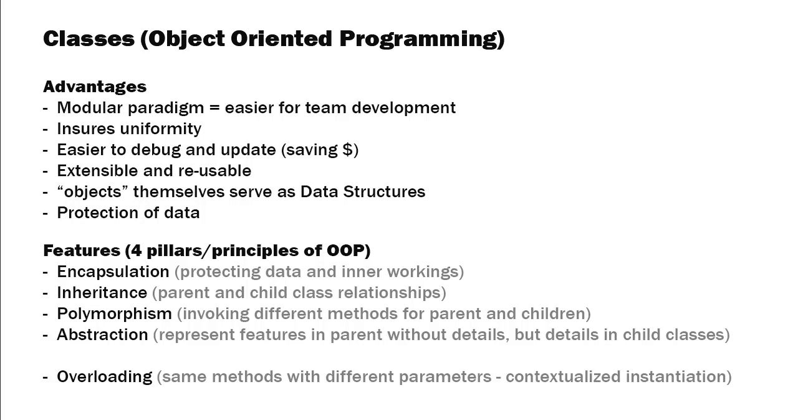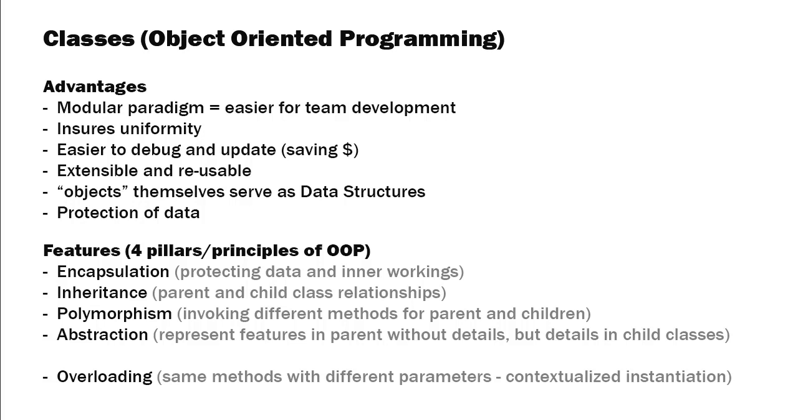There's another pillar or another important term here. I would probably argue it's a pillar, and that is overloading. It's the idea of having the same method but with different parameters. We're going to see that in constructors pretty quickly, but it allows for contextualized instantiation. So I can create a new instance of a class, and I can pass it some data to create that, but maybe in a different context I want to pass it different data to create that instance. That's called overloading. So we'll look more at each of those as we progress through the course.